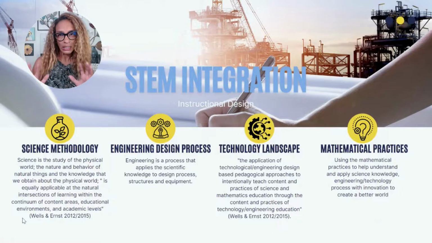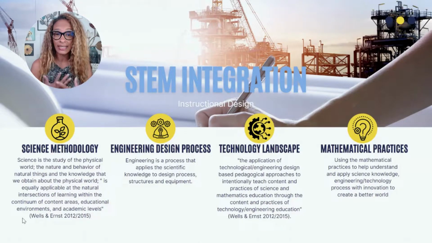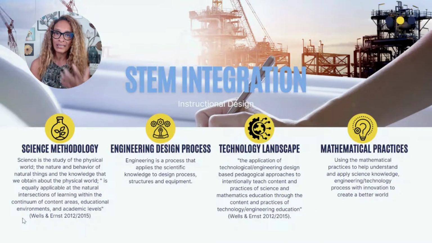STEM integration looks a little bit like this. I know it's a lot to look at, but take a moment and just look at the four areas. We have the scientific method or scientific methodology, the engineering design process, the technology landscape, and the mathematical practices. When you're looking at the scientific method, we're looking at the study of the physical world. What are the natural things that students should learn about, and how can they apply this knowledge into the next concept, the engineering design process?